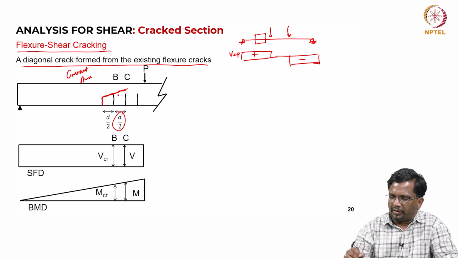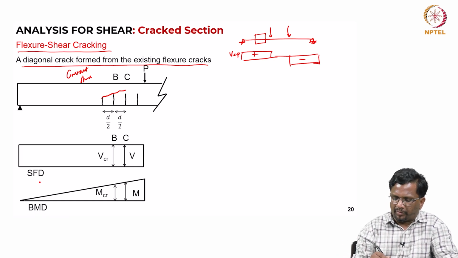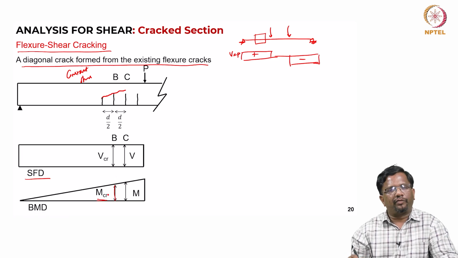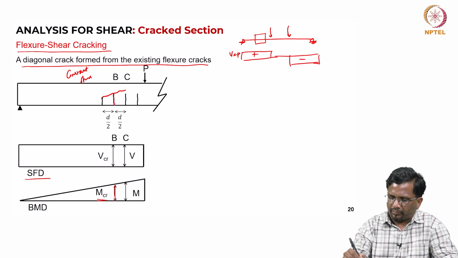Now, you see that this is, let us say, at section B, I am taking the shear force diagram and bending moment diagram. Let us say that at this section, at B, the moment has reached the value of cracking moment. So, I am going to develop a crack like this.